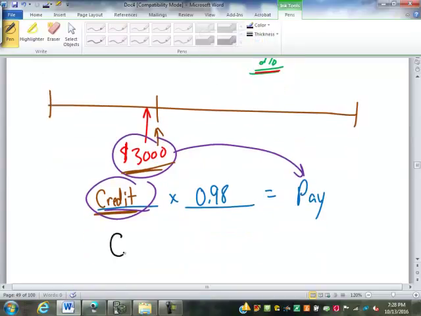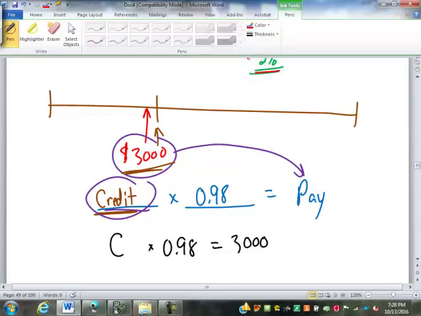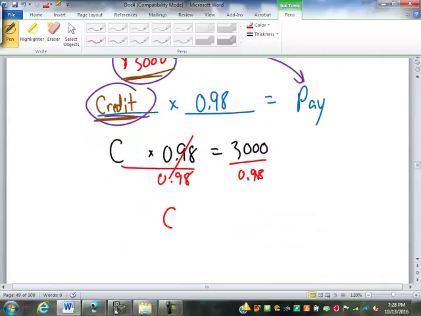This is the amount we're looking for, the credit, times the 0.98 equals the amount we're going to pay, $3,000. We have to solve for the credit, so we divide by 0.98. The amount of credit we get is 3,000 divided by 0.98, which is going to be 3,061.22. That is the credit. That's how much they subtract from our account.